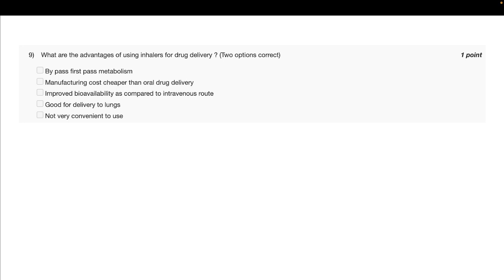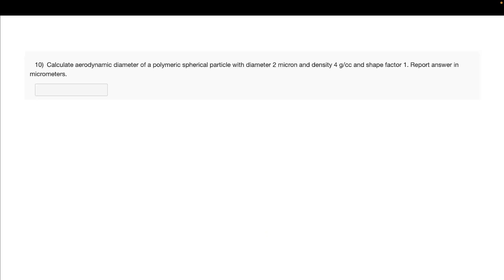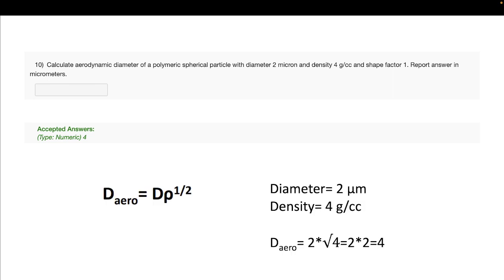Next was, what are the advantages of using inhalers for drug delivery? The correct answer was, it bypasses the first pass metabolism and it is good for local delivery to lungs. The last question was a numerical, where we had to calculate the aerodynamic diameter of a spherical particle, where we know the physical diameter and the density. If you just put it in the same formula, you will get the answer as 4 as the aerodynamic diameter.